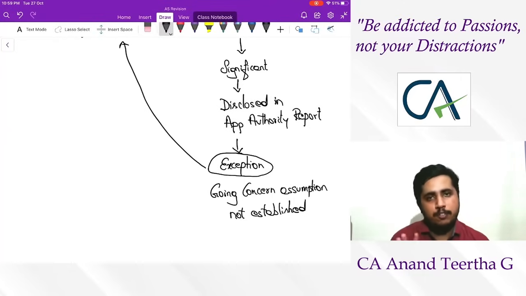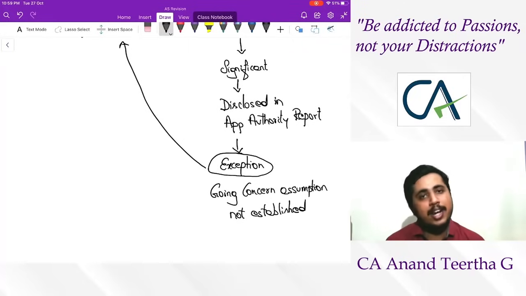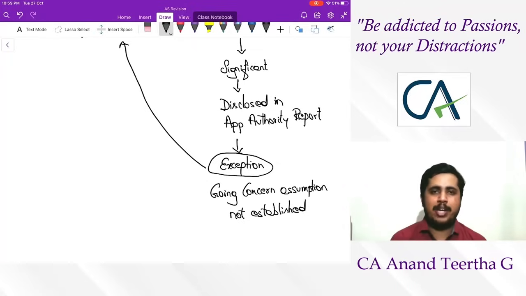How do you bring it? We know from AS1 that if going concern assumption is not established, you have to prepare financial statement according to liquidation basis or realization basis. So instead of cost basis balance sheet, now you have to convert it into realization level balance sheet. So that is how, if going concern assumption is not followed, you have to make it as an adjusting event. Okay, so this is supposed to be the way in which we have to see AS4.